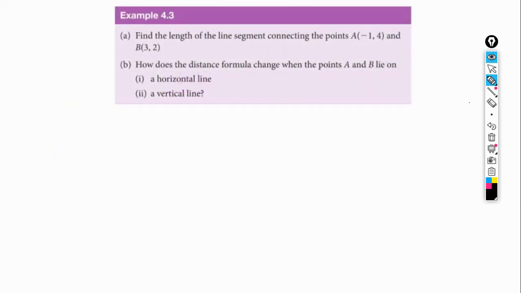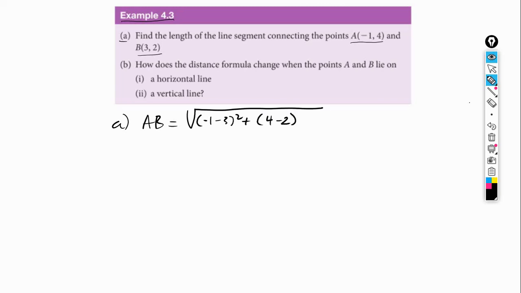Very well. Now let's take a look at example 4.3. For part A, they say, find the length of the line segment connecting the points A(-1, 4) and B(3, 2). So here they want us to apply the distance formula, right? So that would be just that segment AB is equal to the square root of the difference in x. So let's start with the difference in x, and we could say it's going to be (-1 minus 3) squared plus the difference in y, (4 minus 2) squared.